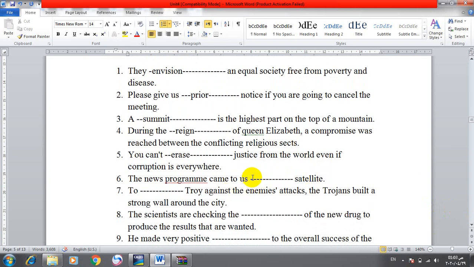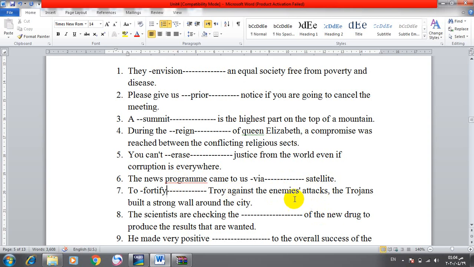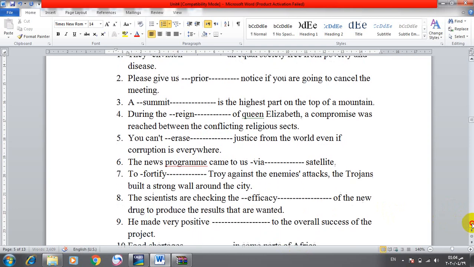The news program, البرنامج الإخباري, came to us via, عن طريق أو through, satellite. نمرة سبعة, to fortify يعني حصن Troy against the enemy's attacks, ضد الهجوم بتاع الأعداء. The Trojans, الترواديون, built a strong wall, بنوا سور قوي, around the city. Number eight, the scientists are checking the efficacy, الكفاءة, of the new drug to produce the results that are wanted.